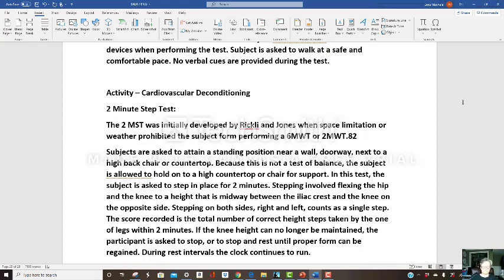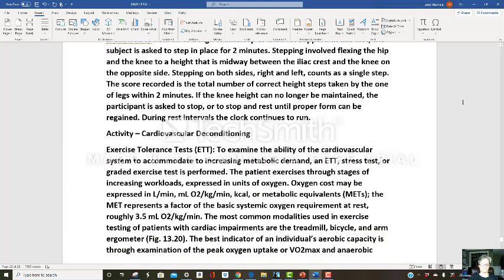Flexing the hip and the knee to a height that is midway between the iliac crest and the knee on the opposite side. Stepping on both sides, right and left, counts as a single step. The score recorded is the total number of correct height steps taken by one of the legs within 2 minutes. If the knee height can no longer be maintained, the participant is asked to stop or to stop and rest until proper form can be regained. During rest intervals, the clock continues to run.